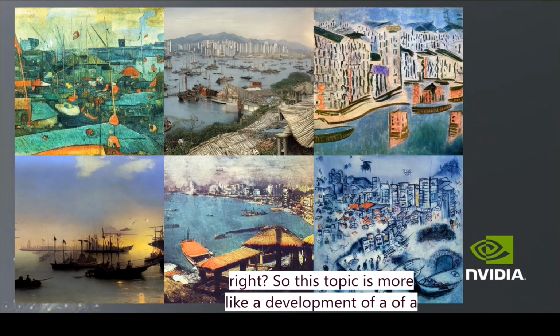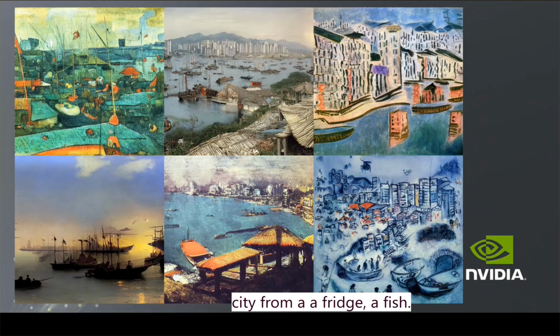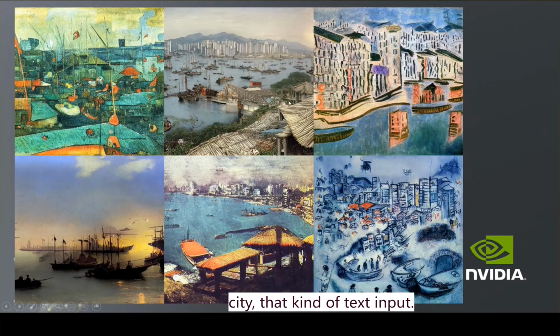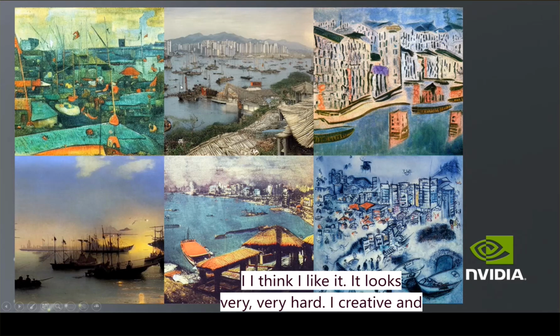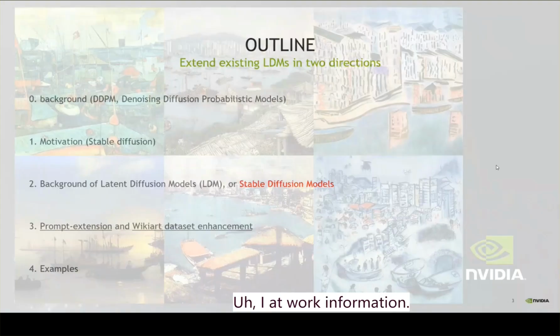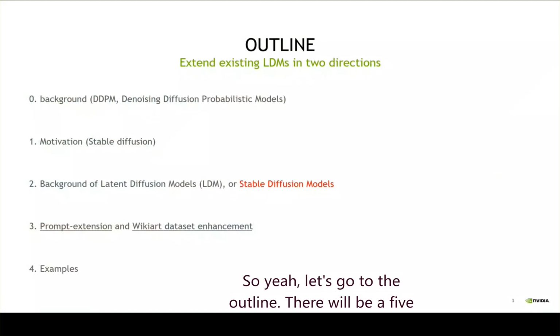This topic is about the development of a city from a fish valley. Basically, it's a change to a town city. That kind of text input. I think I like it. It looks very creative, with some artwork information. So yeah, let's go to the outline.